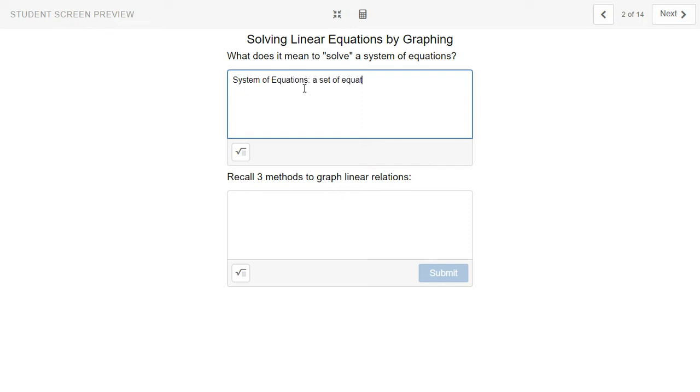A system of equations is a set of equations that has the same variables. So for example, something that has an x and y. A solution means where the lines meet.